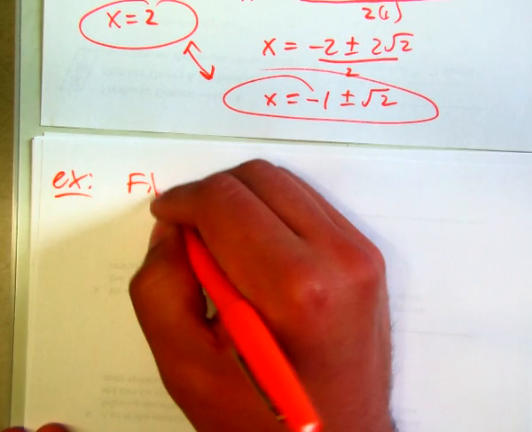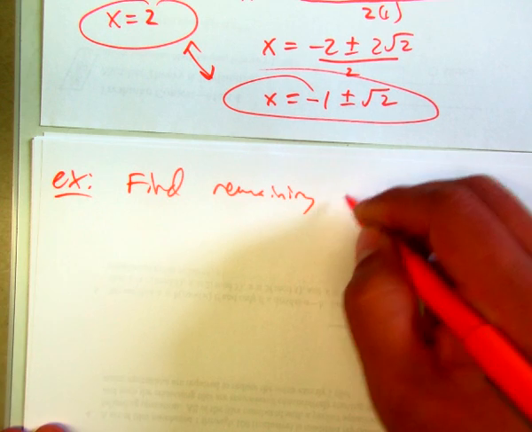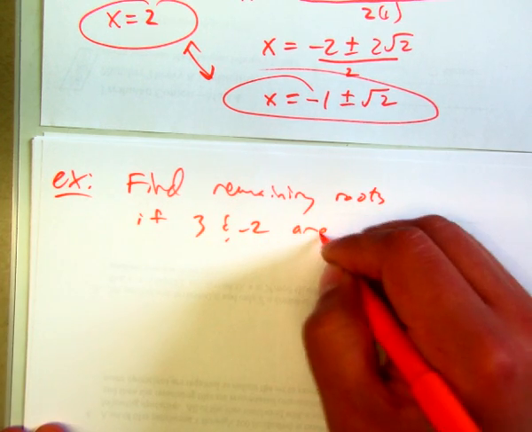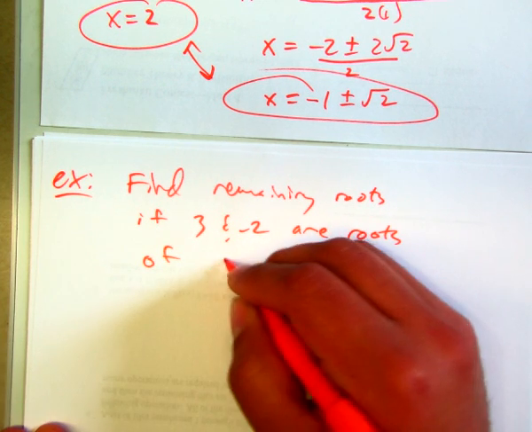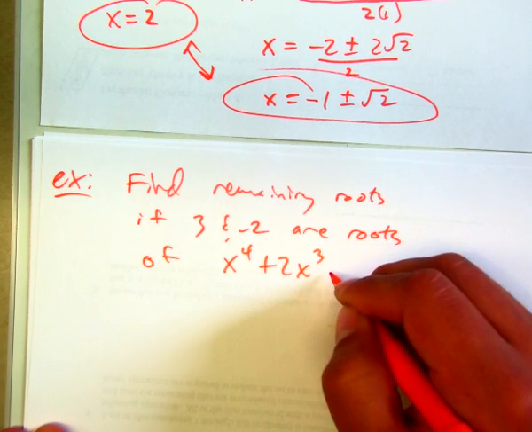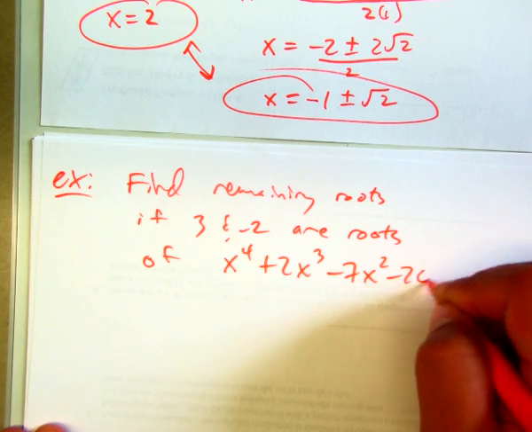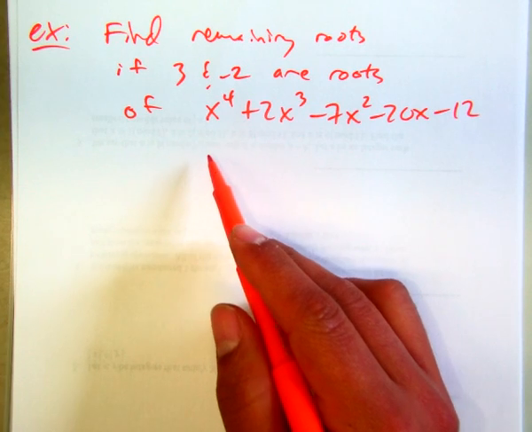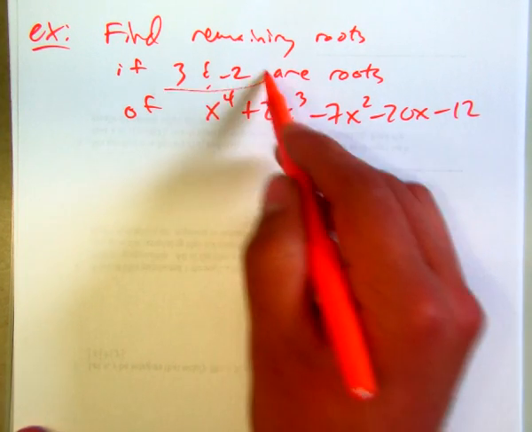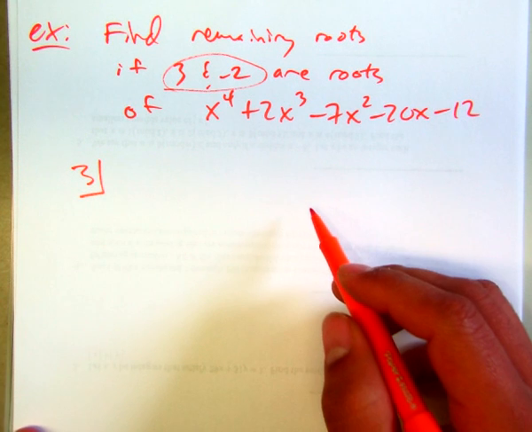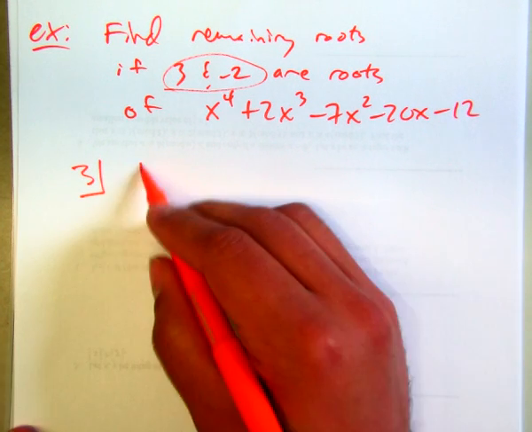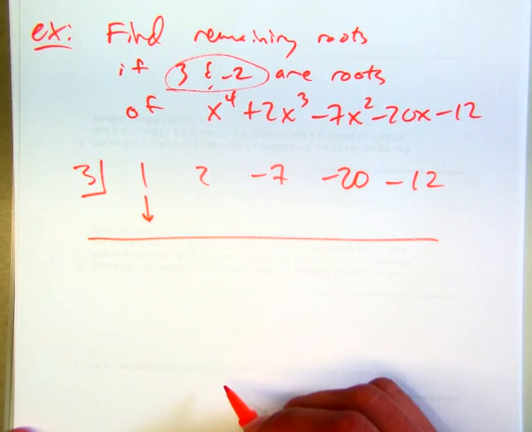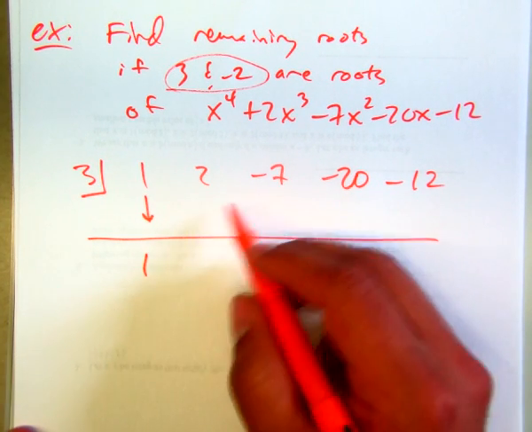Find remaining roots if 3 and negative 2 are roots of x to the 4 plus 2x cubed minus 7x squared minus 20x minus 12. You guys agree we don't know how to factor this, right? Yeah. But if 3 is a root, can I divide it in here and get a 0 remainder? Let's see what happens. Bring down the 1. 1 times 3? 3. Add them up.